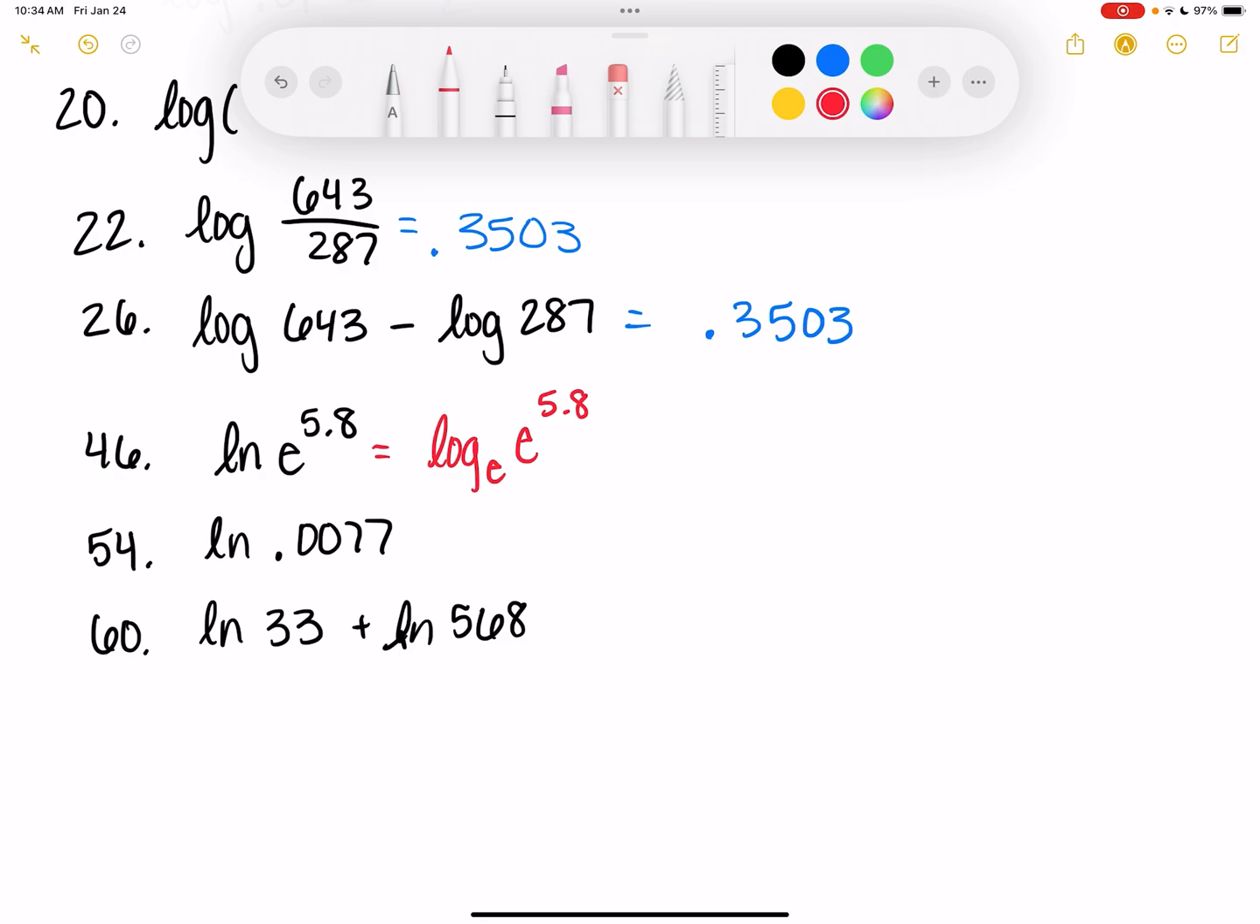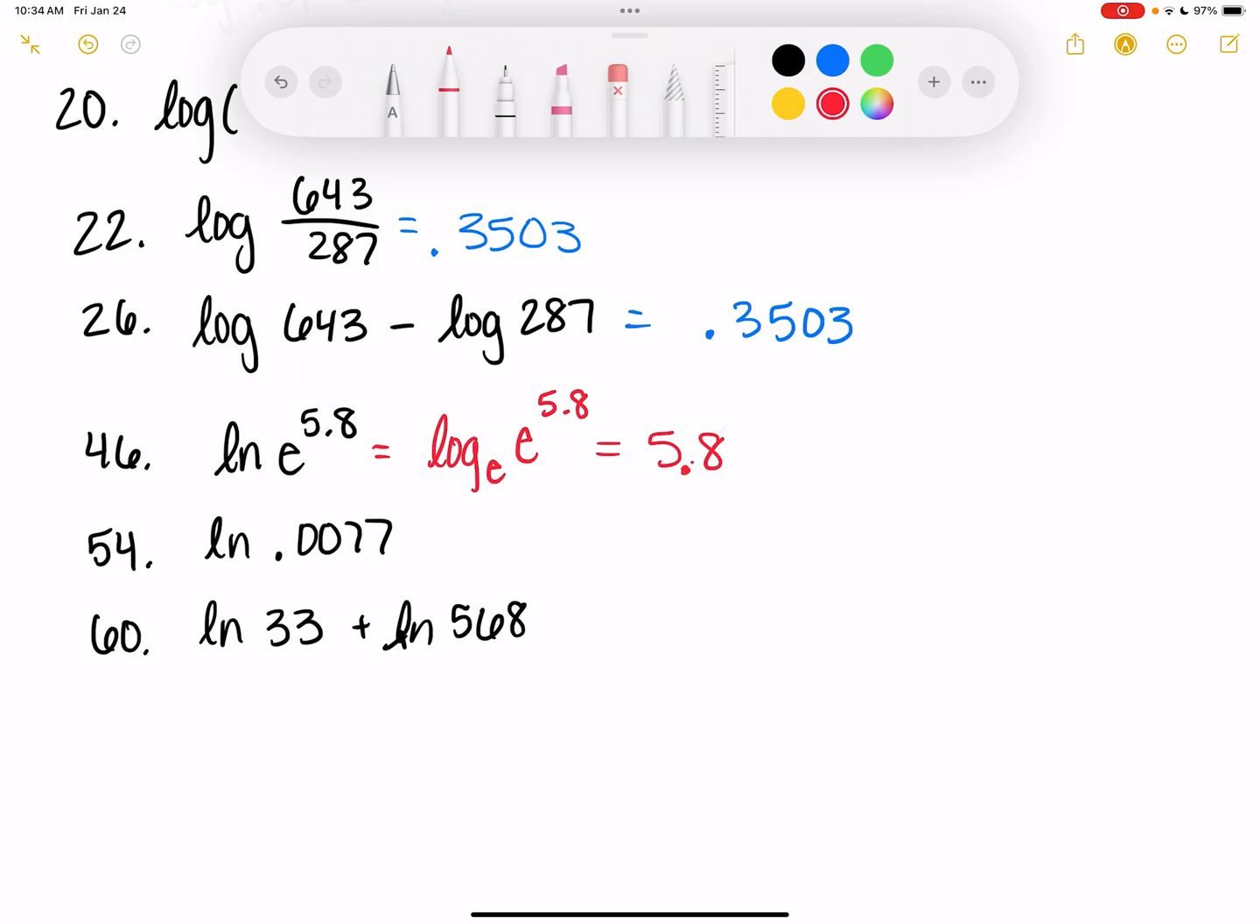5.8, 1. So yes, then log base e of e is what? 1. So that's just going to be 5.8. But if you didn't remember the property or whatever, we can type it in.